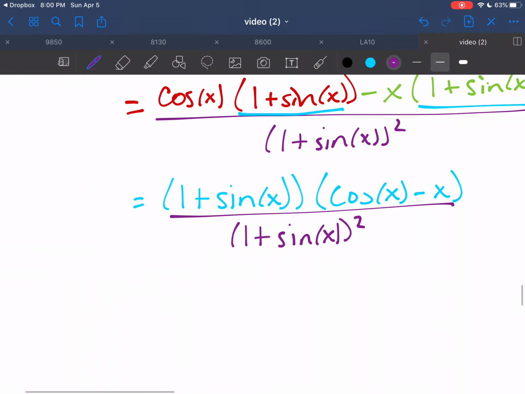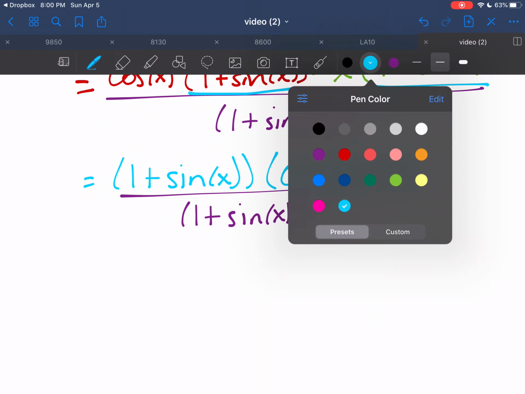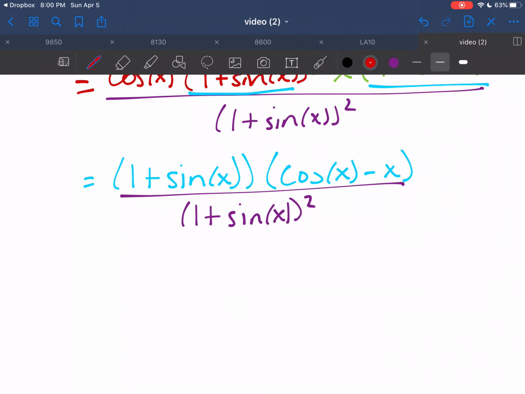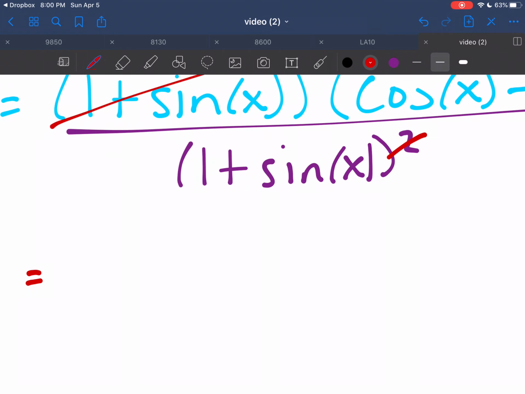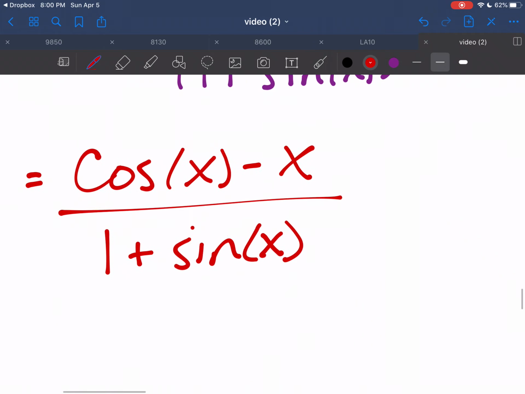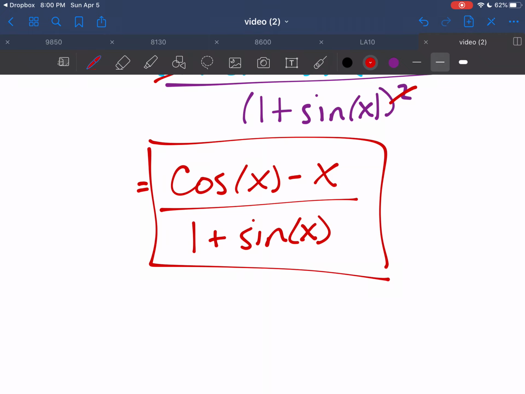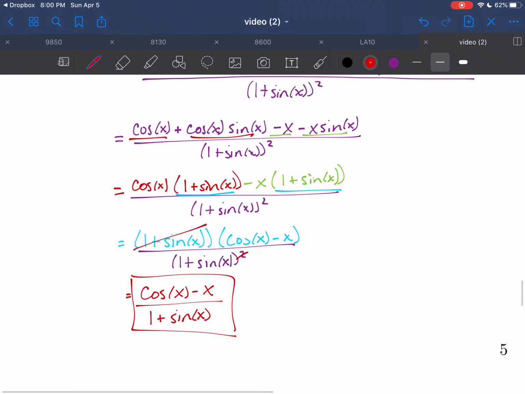All right, and so then I can cancel this with one of these, it's on the bottom, and I'm left with cosine of x minus x over 1 plus sine of x. Which is as simple as it will get.